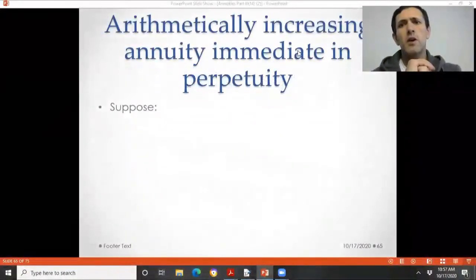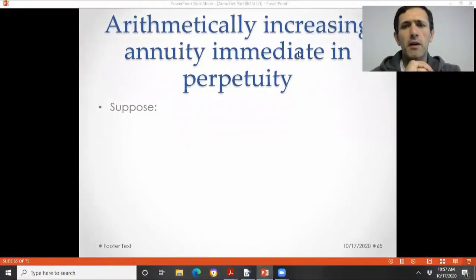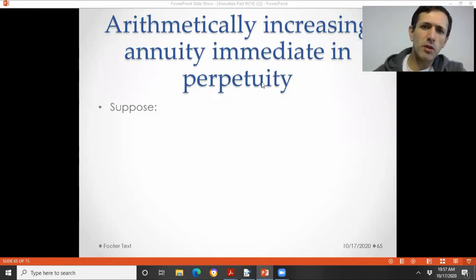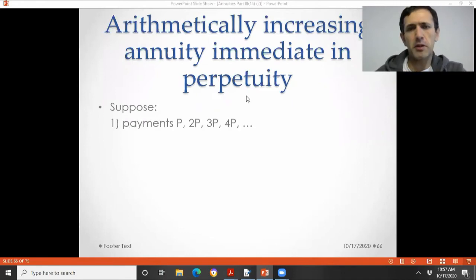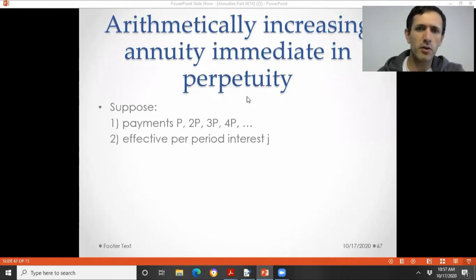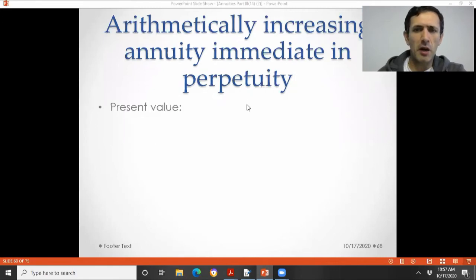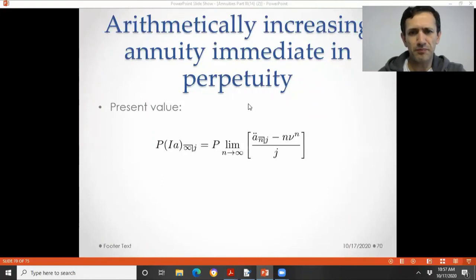All right, so let's talk about one last topic for annuities, and that is an arithmetically increasing annuity immediate in perpetuity. So let's suppose we have payments of P, 2P, 3P, 4P, et cetera, at the end of each period. The effective per period interest rate, as usual, is j. Then let's look at what the present value is.